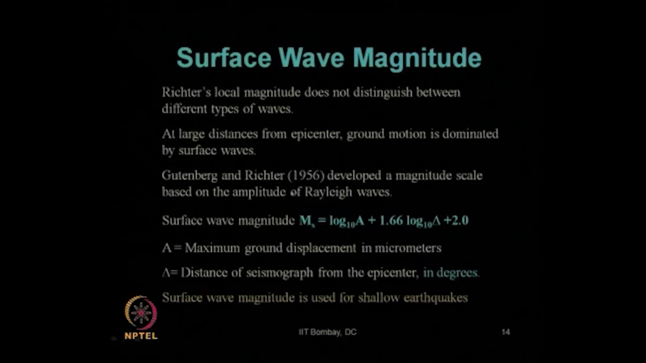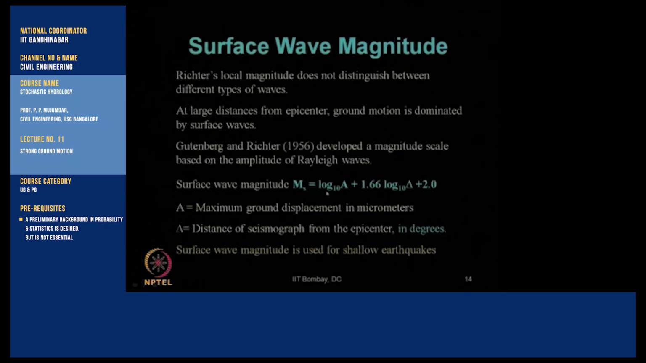That is the reason why it is called surface wave magnitude, because it is based on the estimation from the amplitude of Rayleigh wave only. So, surface wave magnitude as per the Gutenberg-Richter equation is given by Ms equals log to the base 10 A plus 1.66 log to the base 10 delta plus 2.0, a numeric number 2.0.